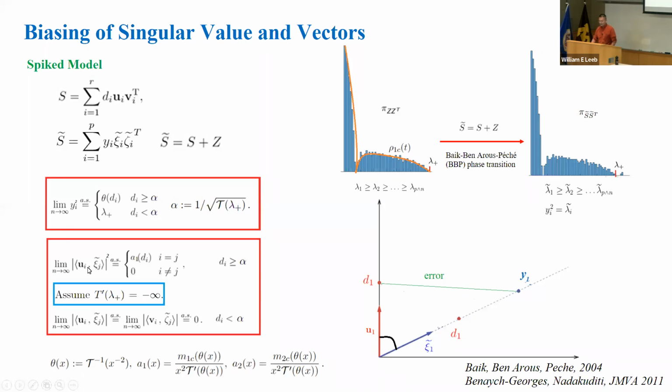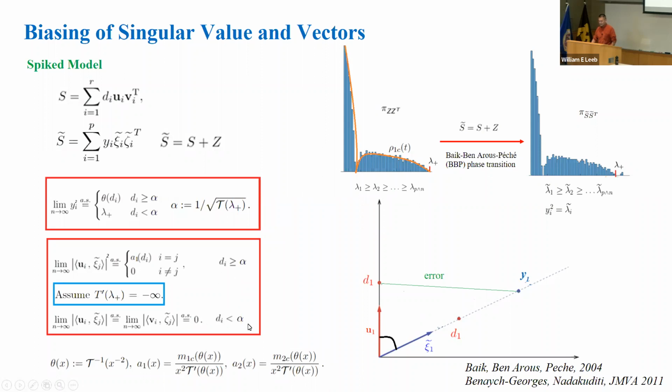And the inner product of these two vectors will almost surely converge to some value determined by the spatial transform and the derivative of the D transform. Similarly, when the signal is strong, it will converge to a value A1 Di when i is equal to j. But if the eigenvalues i and j are different, then it will only converge to 0.